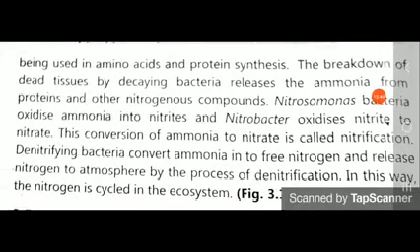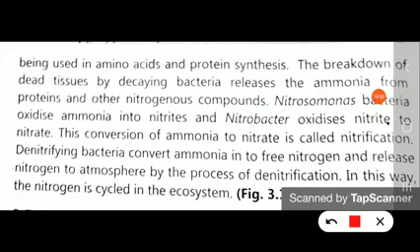The last slide is very important. Nitrogen is used in amino acid and protein synthesis. The breakdown of dead tissue by the decaying bacteria releases ammonia from the protein and other nitrogenous compounds. When dead organic matter of plants and animals decays by bacteria, fungi, actinomycetes, they release nitrogen in the form of ammonia into the soils, and then recycling of this ammonia takes place through the plant.